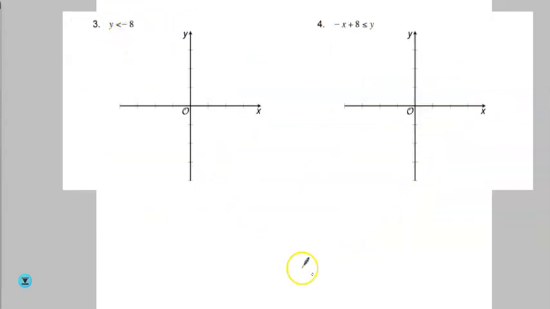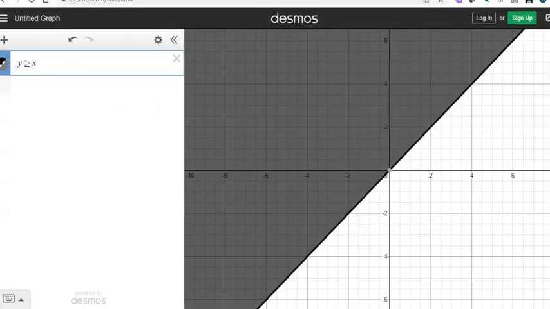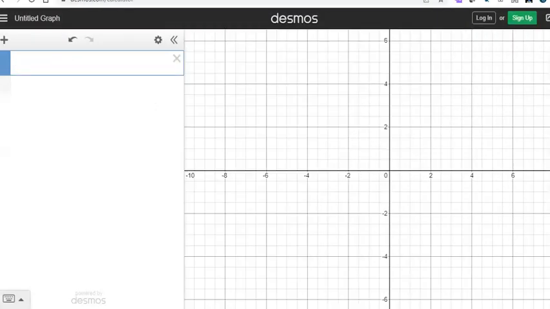All right, so let's look at the next two. Y is less than -8. So go over, I'm going to get rid of that one. Y less than -8.